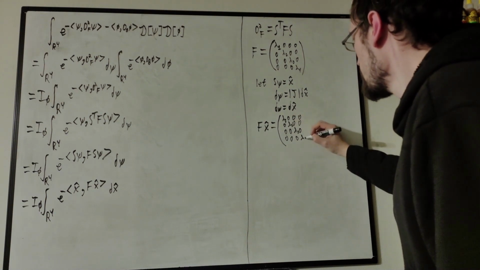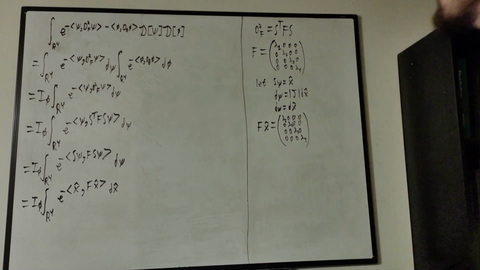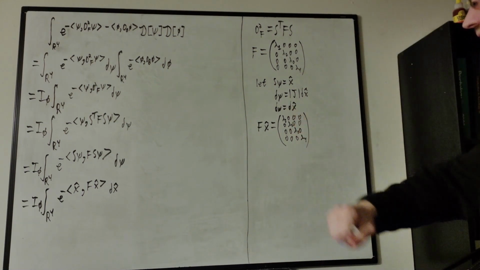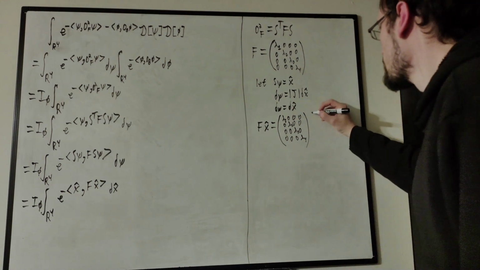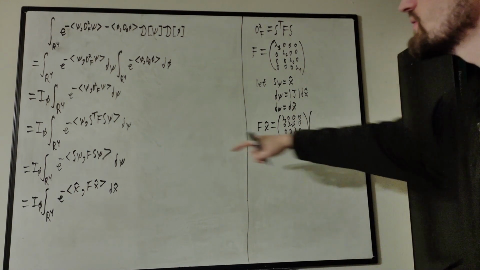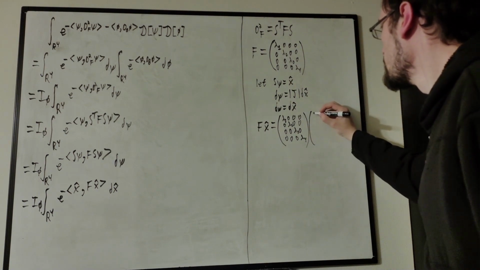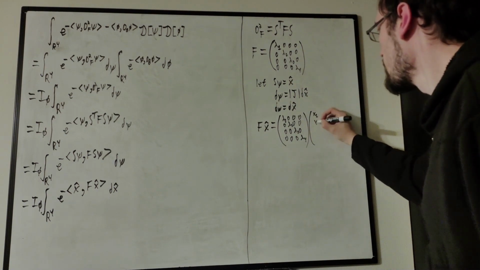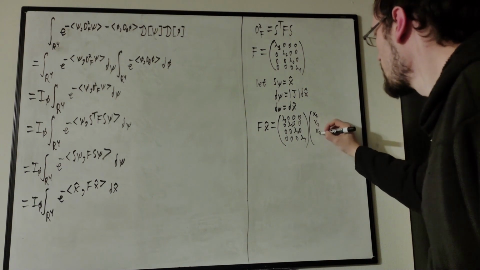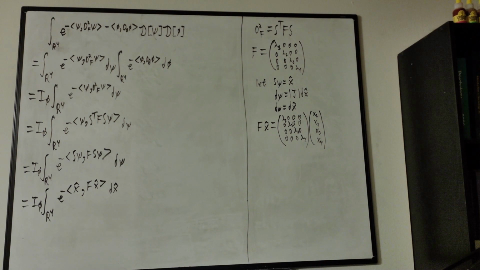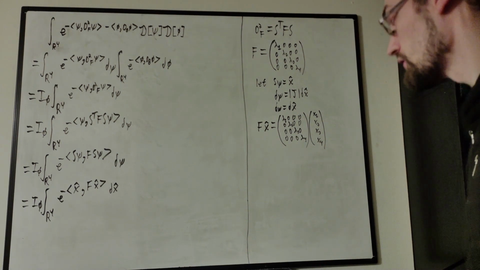One, two, three, four. So these are all positive, real valued eigenvalues. And this multiplies into our four vector here, which is just going to be x sub 1, x sub 2, x sub 3, and x sub 4. Well, this just creates another vector in R4.